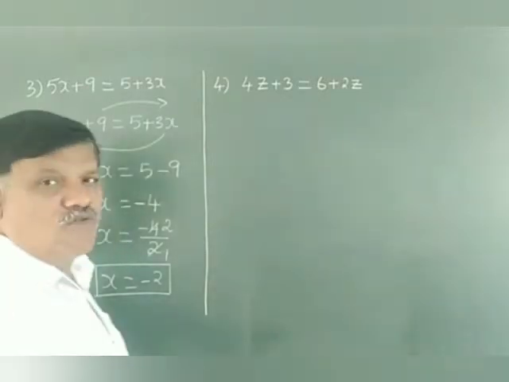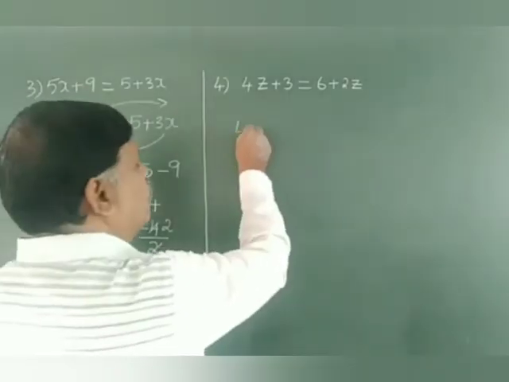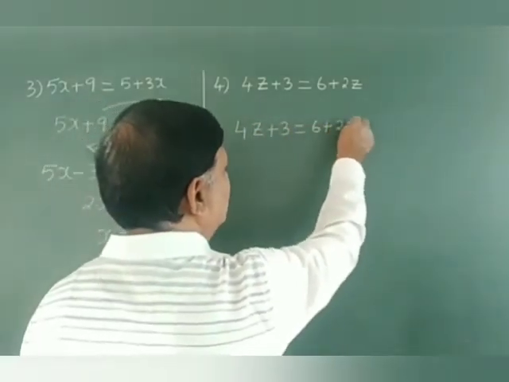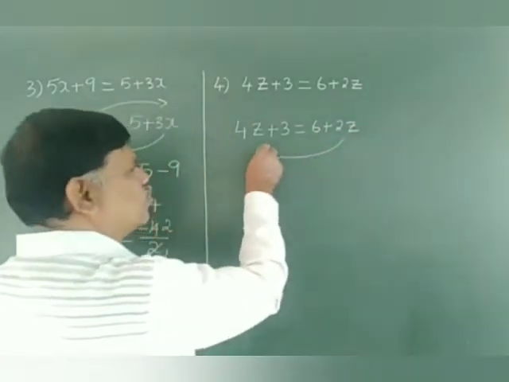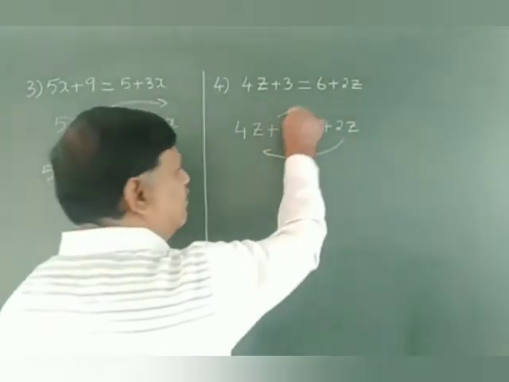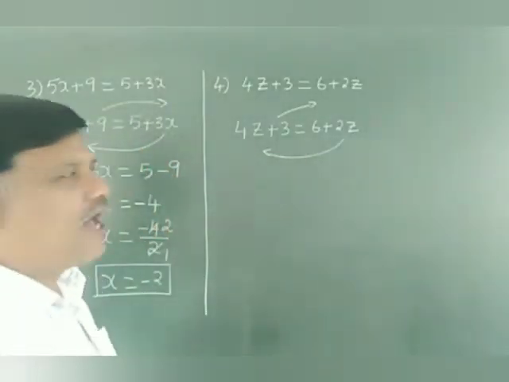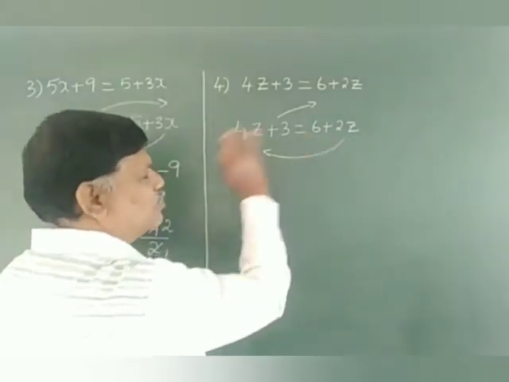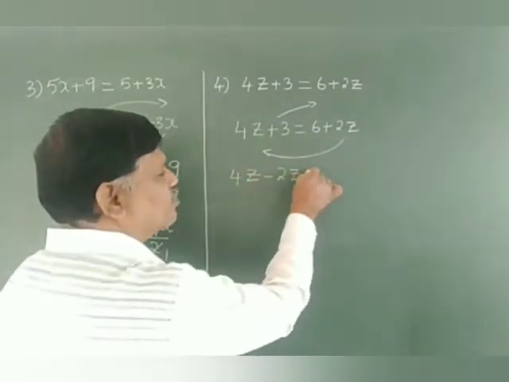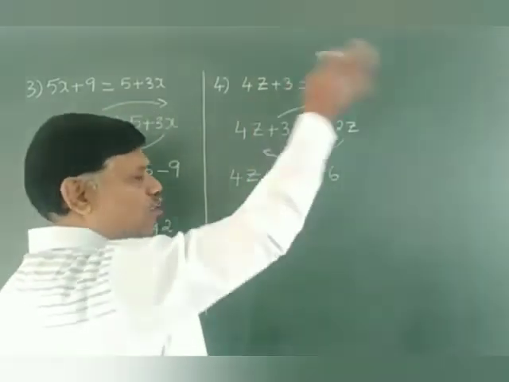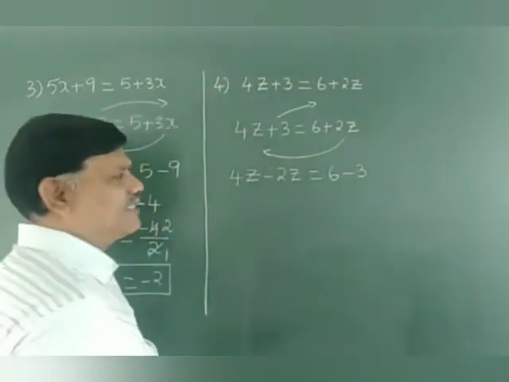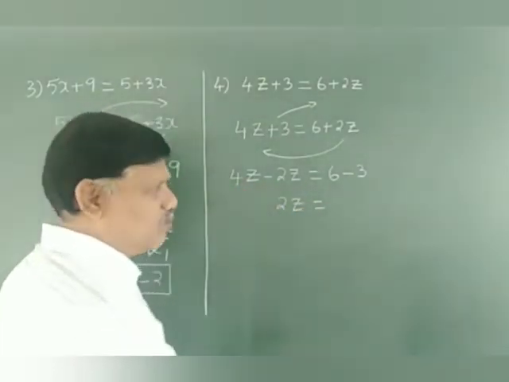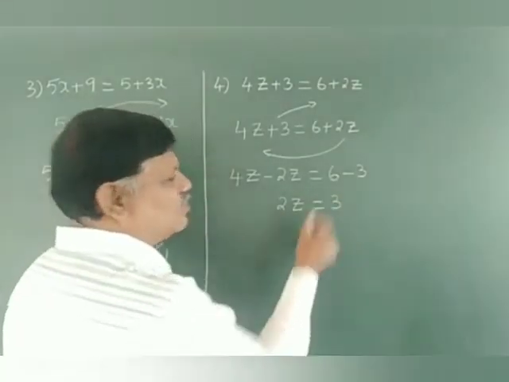Okay, now we go for the fourth problem. What is the fourth problem? 4z plus 3 equal to 6 plus 2z. So here also plus 2z is brought to LHS and plus 3 is taken to RHS. Now doing so, what do you get? 4z minus 2z on LHS, and plus 3 goes to RHS as minus 3. Now 4z minus 2z gives you 2z equal to 6 minus 3, which gives you 3.